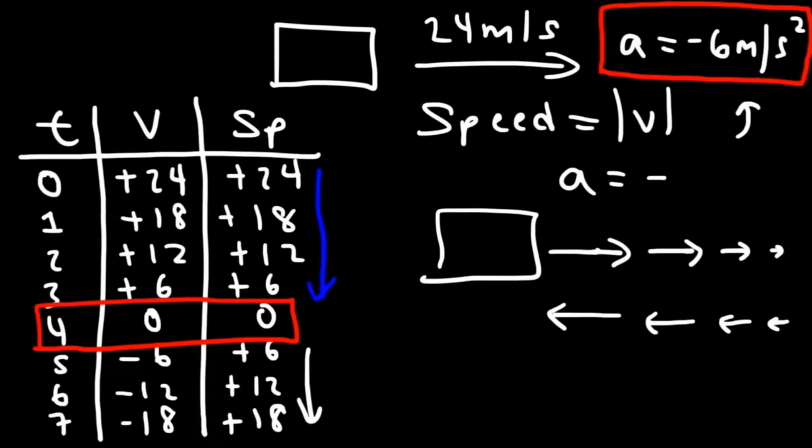Now, during the second part of this problem, that is after 4 seconds, the velocity is negative and acceleration is negative. So because they share the same sign, the object is speeding up. As you can see, the speed increased from 0 to positive 6, positive 12, and positive 18 over 3 seconds. So make sure you understand the concept. If acceleration and velocity share the same sign, the object is speeding up. If they have the opposite sign, it's slowing down.